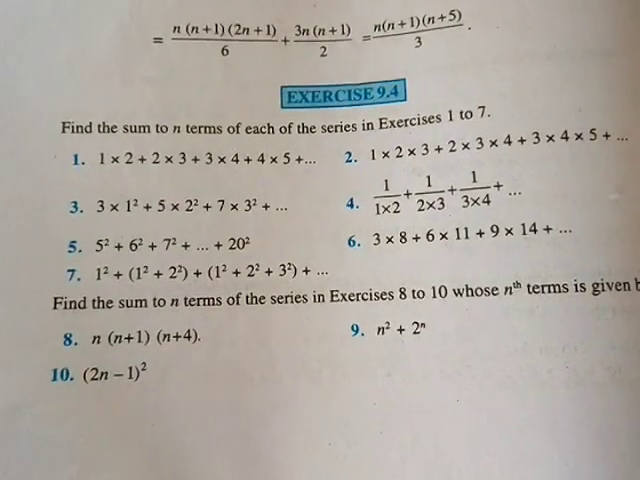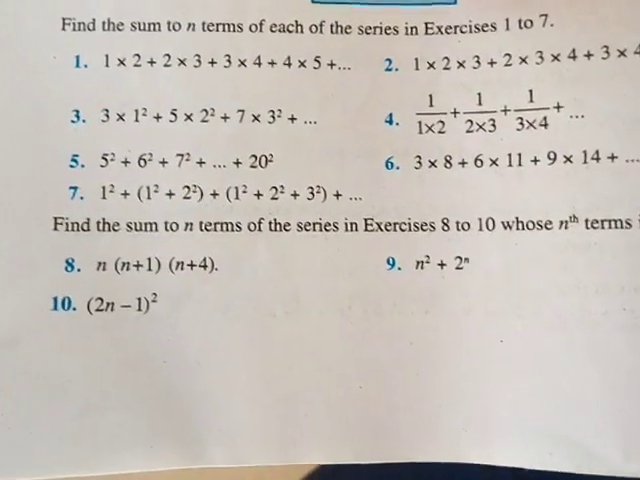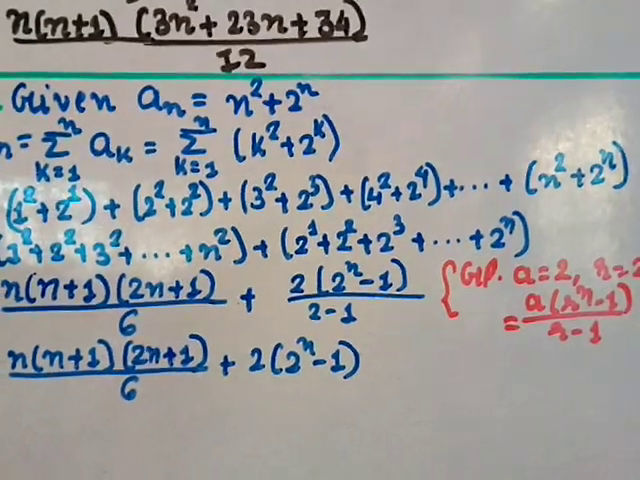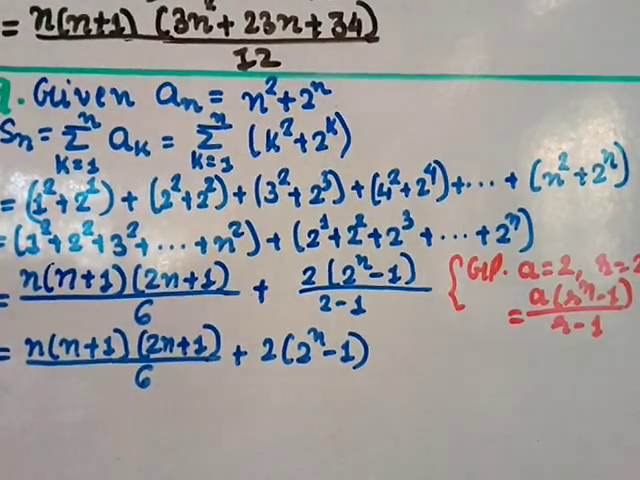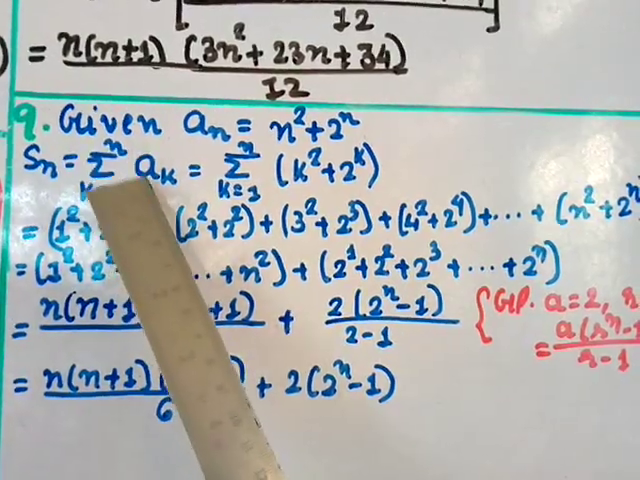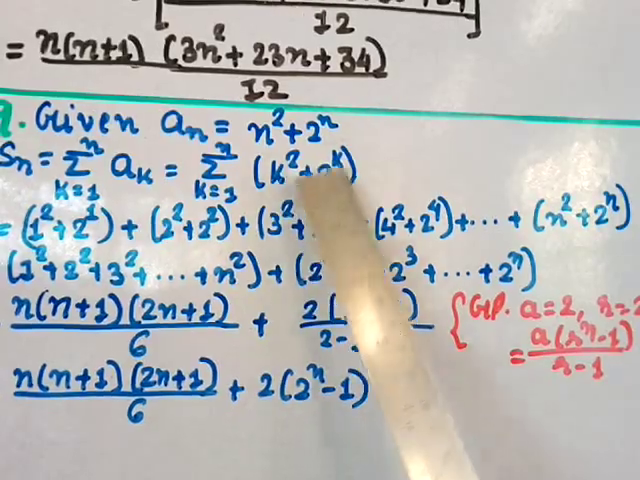Question number 9. n square plus 2 power n. It is 2 power n, okay, not 2n. n square plus 2 power n. So we are given here a_n equal to n square plus 2 power n. So directly we will write the sum equal to sigma k equal to 1 to n of a_k, equal to sigma k equal to 1 to n of this value, so k square plus 2 power k.